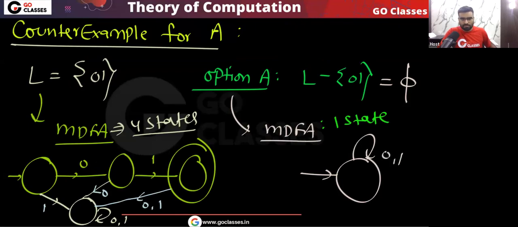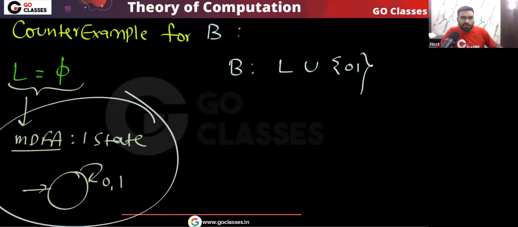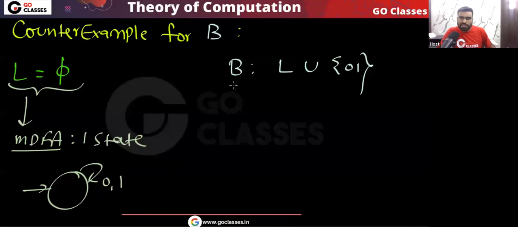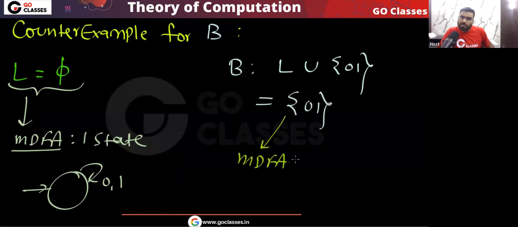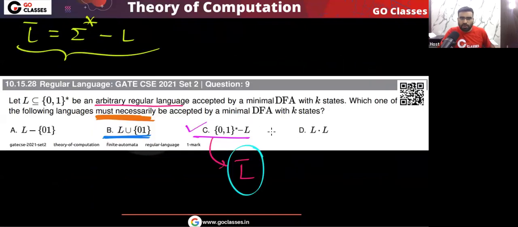So you can easily see that if you take L equal to 5, then this is a regular language because you have a DFA for this language. So the minimal DFA has one state. Tell me, for option B, what will option B become? That will become this. And for this, we have already seen the minimal DFA has how many states? Minimal DFA has 4 states. So are they same? No, they are not same. So this is the counterexample for option B.